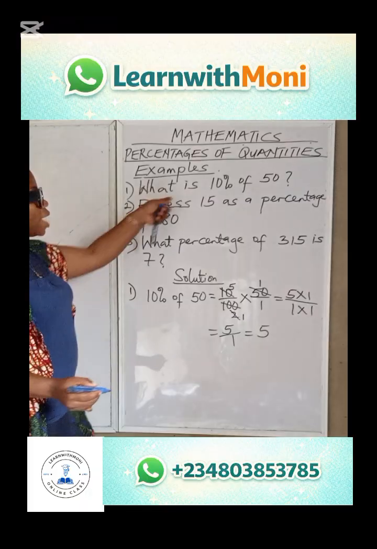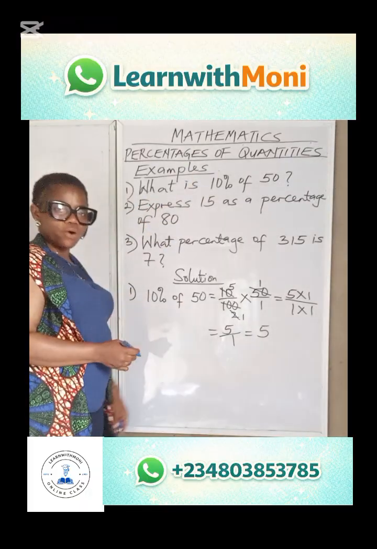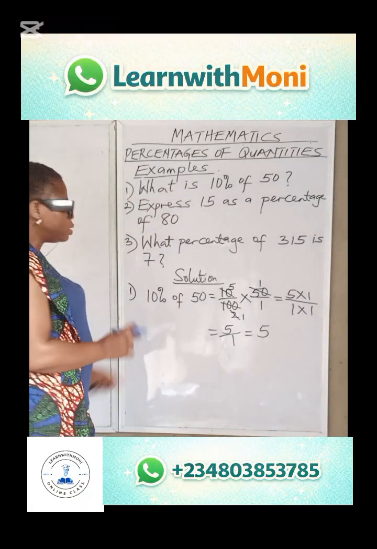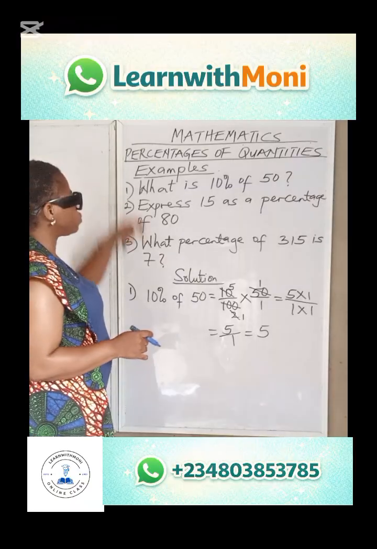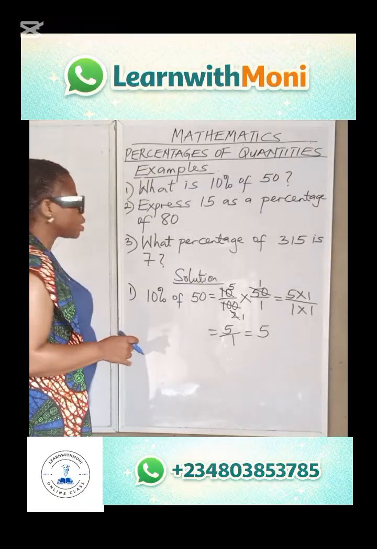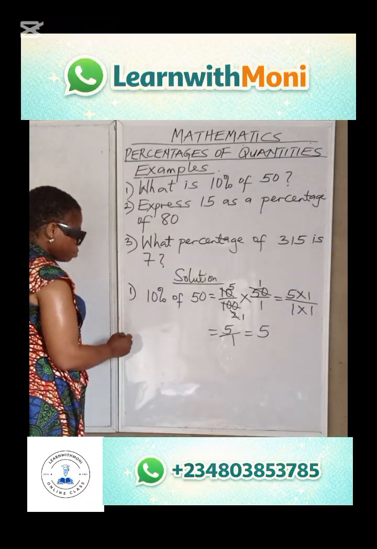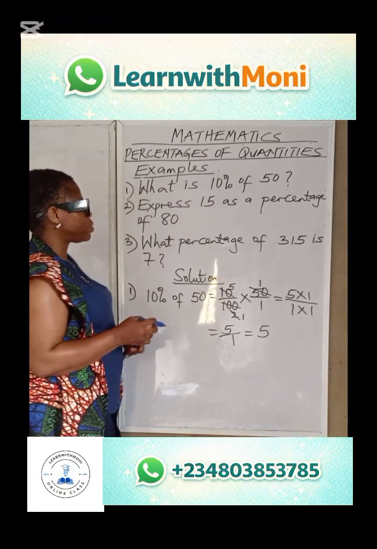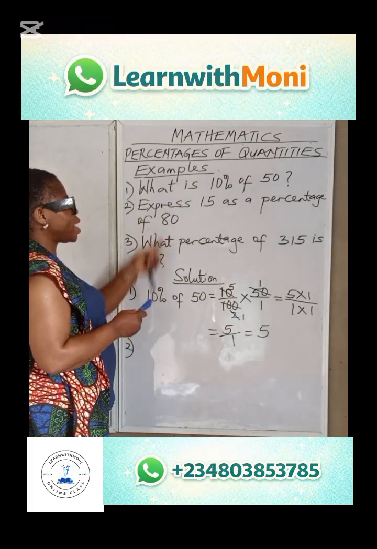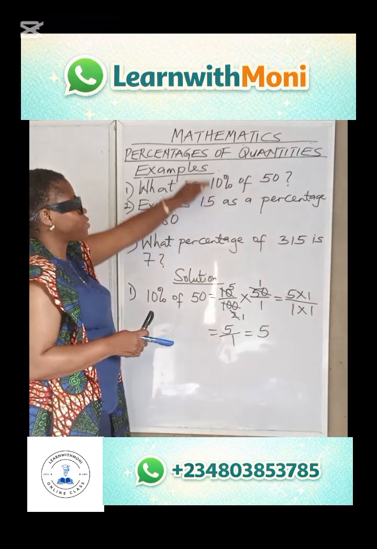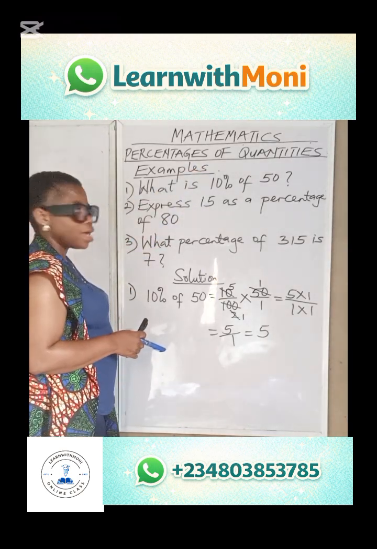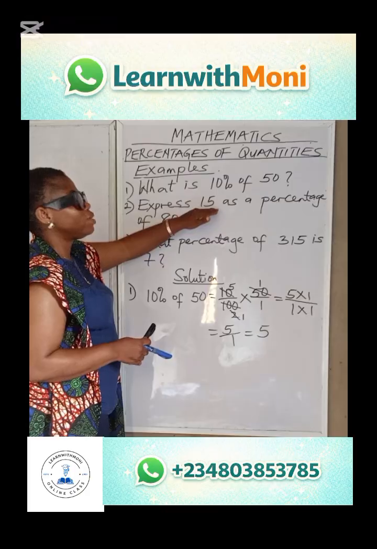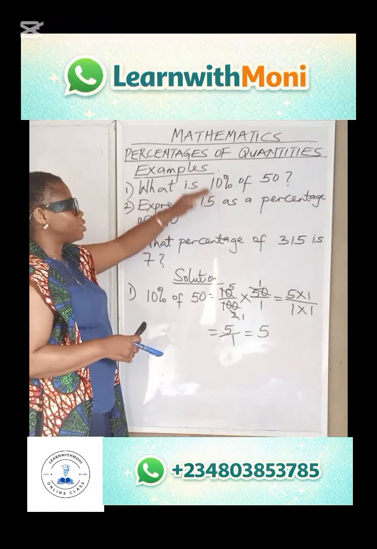That means 5 is 10% of 50. This is how you solve any question of this nature. Look at the second example we have. Express 15 as a percentage of 80. This is different from here. Expressing one quantity as a percentage of another.